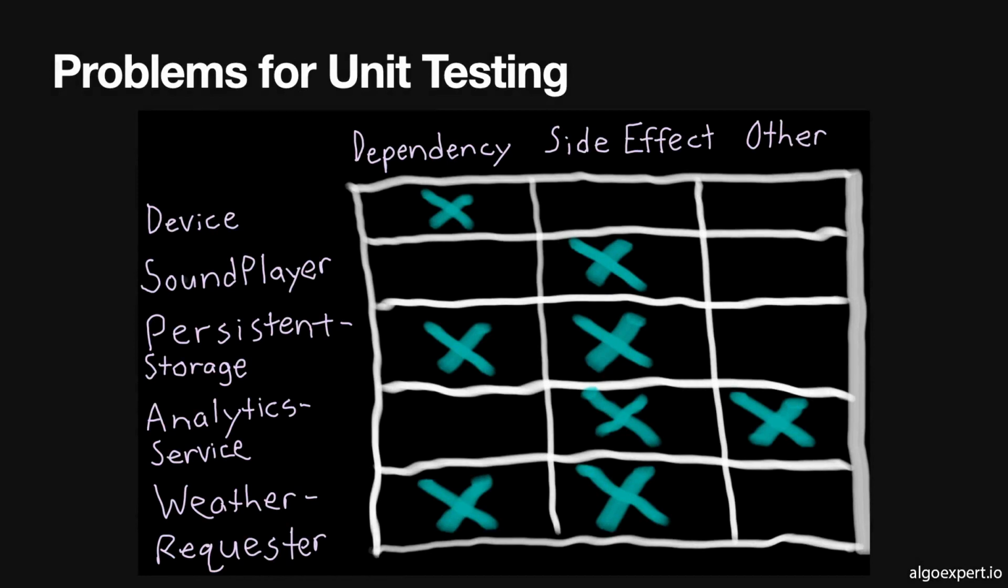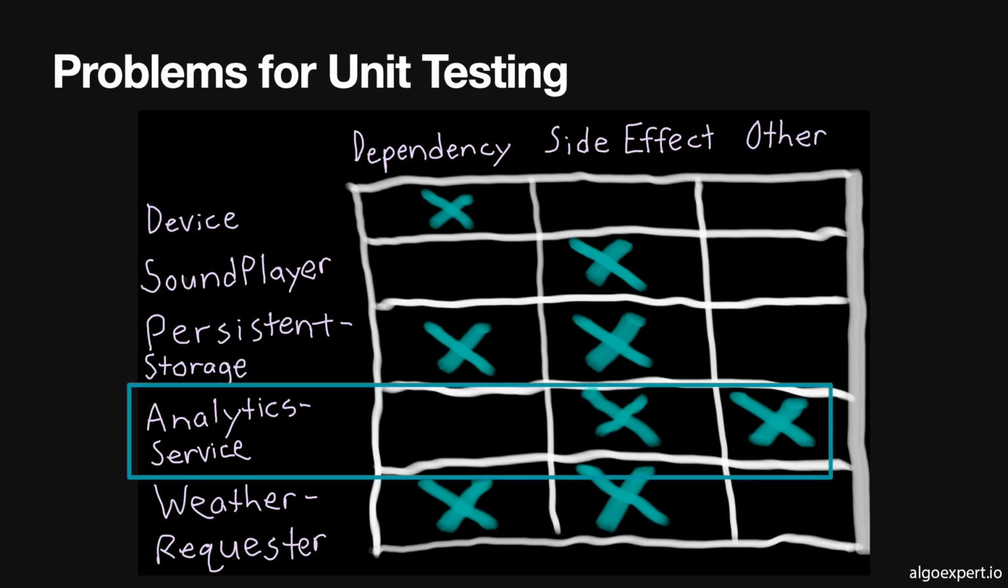Here is a summary of the problems that these 5 APIs pose for unit testing. Device depends on the actual device that the unit test is running on, which can vary. Sound Player has the side effect of playing sounds, which can be undesirable. Persistent storage has the side effect of altering the contents of the device's file system, and the behavior of persistent storage depends on the contents of that file system.